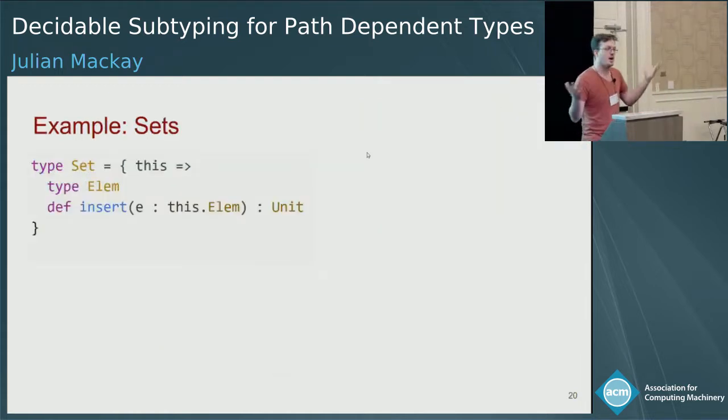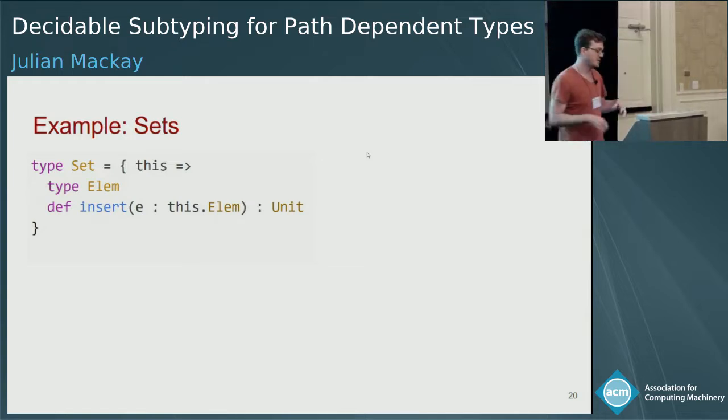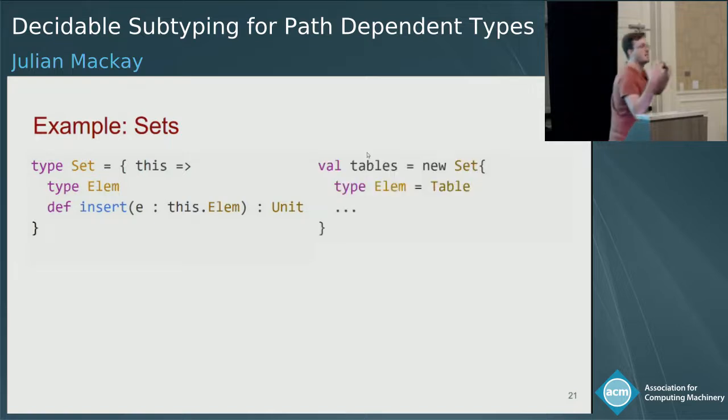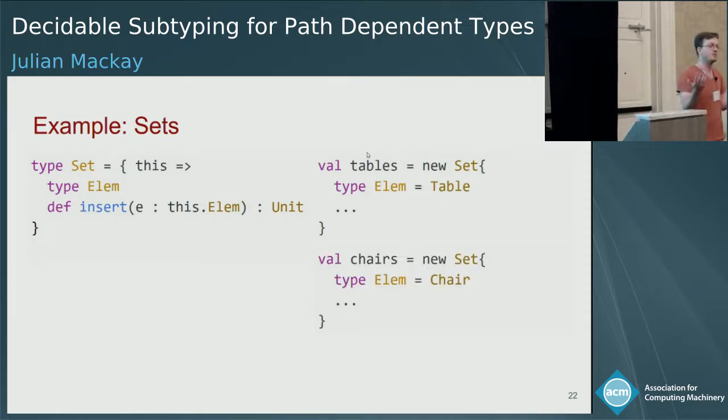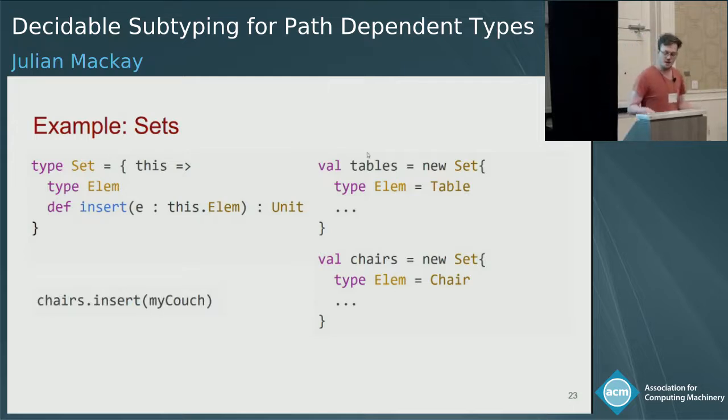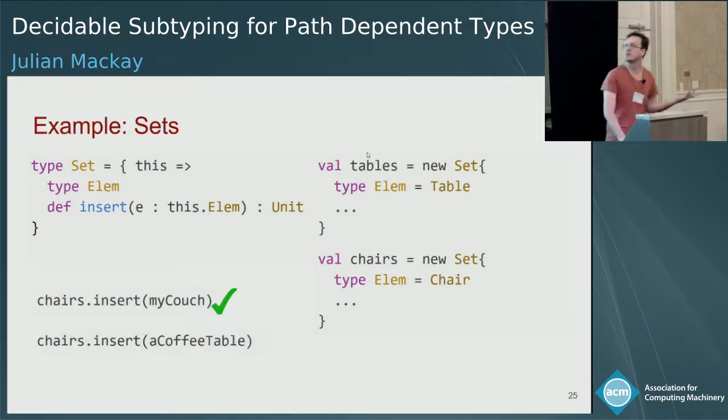So to give you a better grounding, I'm going to introduce an example. So we define some set type, right? So the set has a type within it called elem. So the type of the elements, and we have an insert function that takes in these element types and inserts them into the set. And so now we can define more concrete sets where we have like a set of tables whose elements are all tables. We have a set of chairs whose elements are all chairs. And the type system now helps us along and says, well, if you try and insert a couch, that's great. If you try and insert a coffee table, no way, right? So this is the basics.